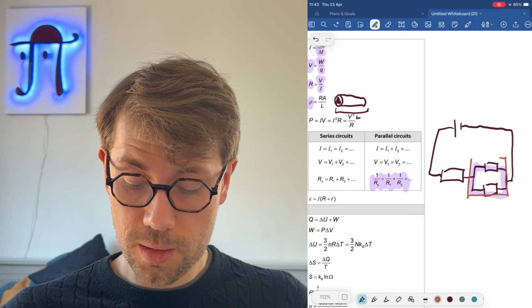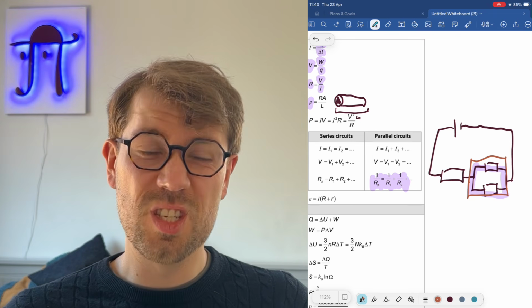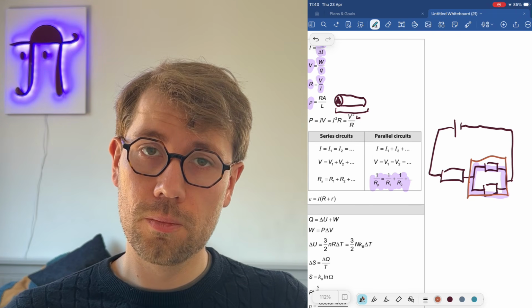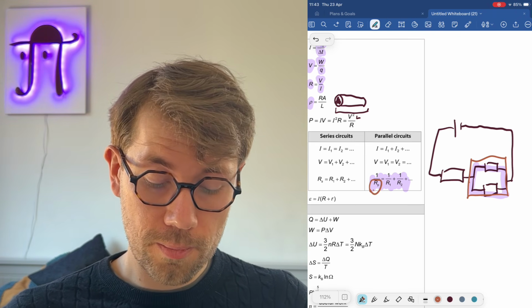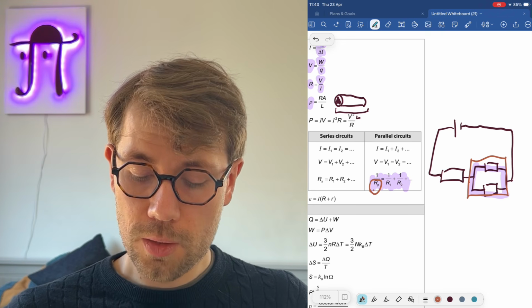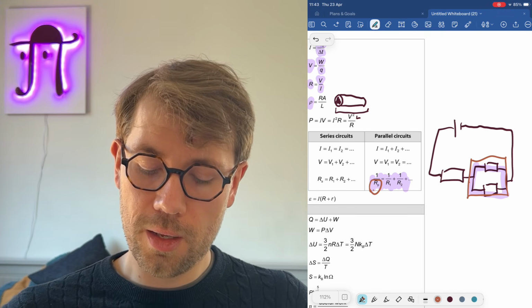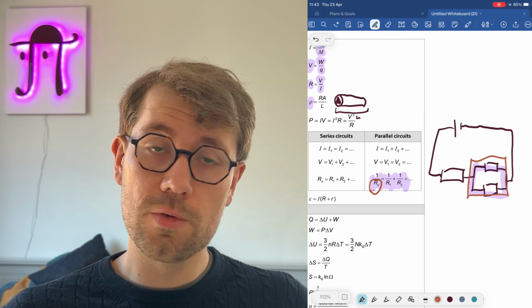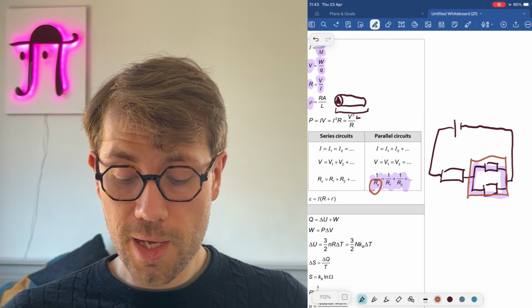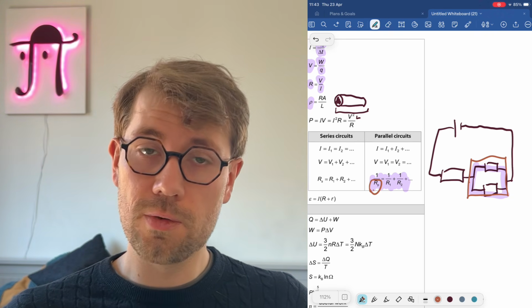I'm just going to imagine that as just one big resistor which is in series with the other resistor. And I'm going to use this formula for RP to imagine the resistance of what that resistor would be if it was just one resistor in series. And once I've done that, I can combine it with the other resistor in series and solve the problem.